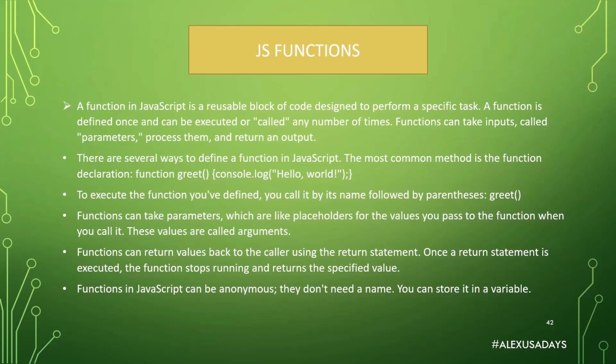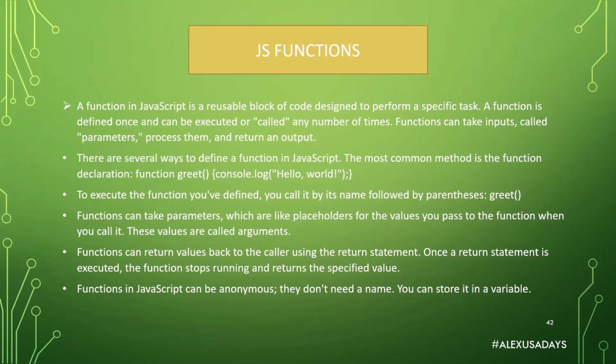The most common method is the function declaration. You type out the word function, then you give a name to the function. For example, here it is greet. Then you open parentheses. If you want to provide any parameters, you put them into the parentheses. And after that, within the curly braces, you have a code block that will be executed.